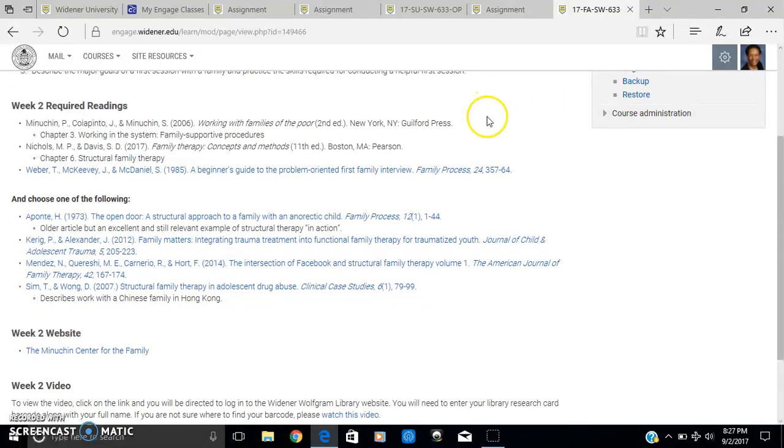The required readings from the text: first, Working with Families of the Poor, Chapter 3, and then Family Therapy Concepts and Methods, Chapter 6 on Structural Family Therapy. In addition to the 2 chapters from the text, there is a required article called A Beginner's Guide to the Problem-Oriented First Family Interview, which you will need for one of your assignments.